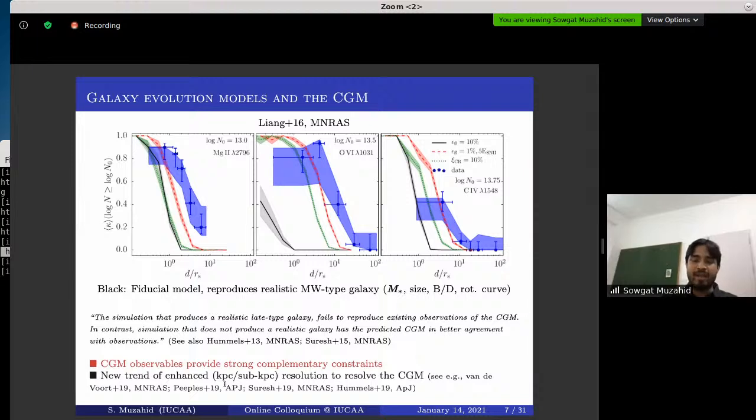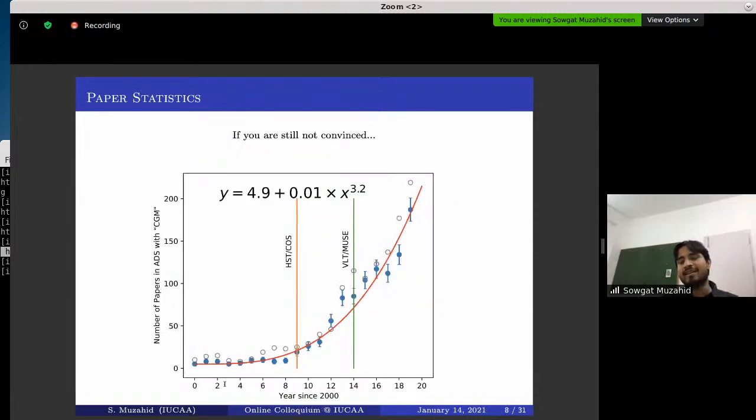And if you are still not convinced, I did a little data mining using ADS. What is shown here in the x-axis is years since 2000, so 0 means the year 2000, and 2020 is last year. And the y-axis is the number of papers in ADS with the word CGM either in the title of the paper or in the abstract. And you can see what is happening here. The filled circles are refereed papers, and the open circles are non-refereed papers. And that's the timeline when HST COS came online, and that's 2014 when VLT MUSE came online.